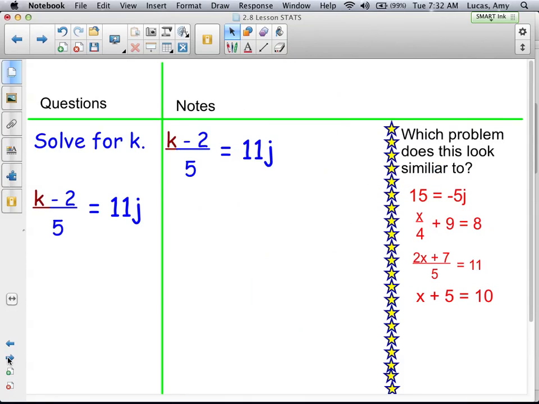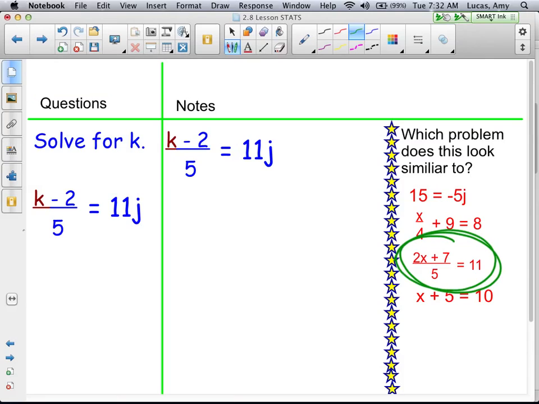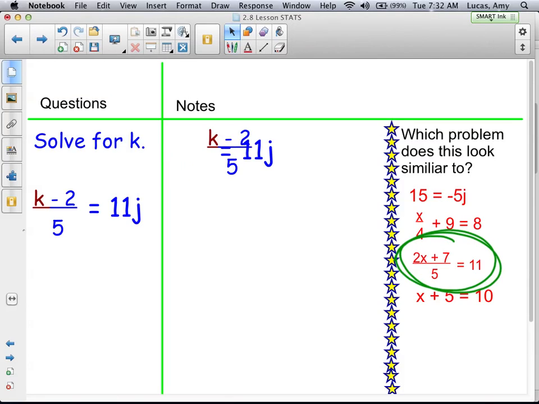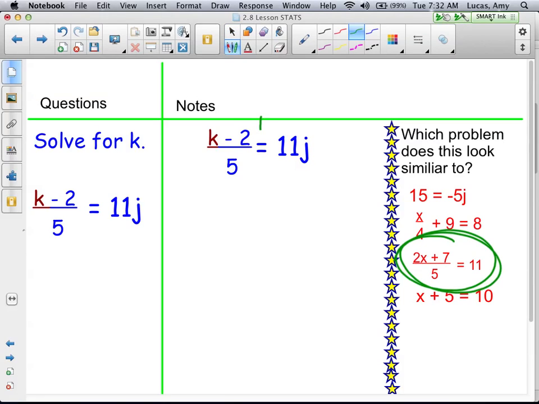Okay, this next one is a big fraction. So this one looks like the third problem over here. To solve a big fraction, remember our first step was to clear that fraction by multiplying both sides. So the denominator number is 5. I'm going to multiply by 5. So that fraction is gone.